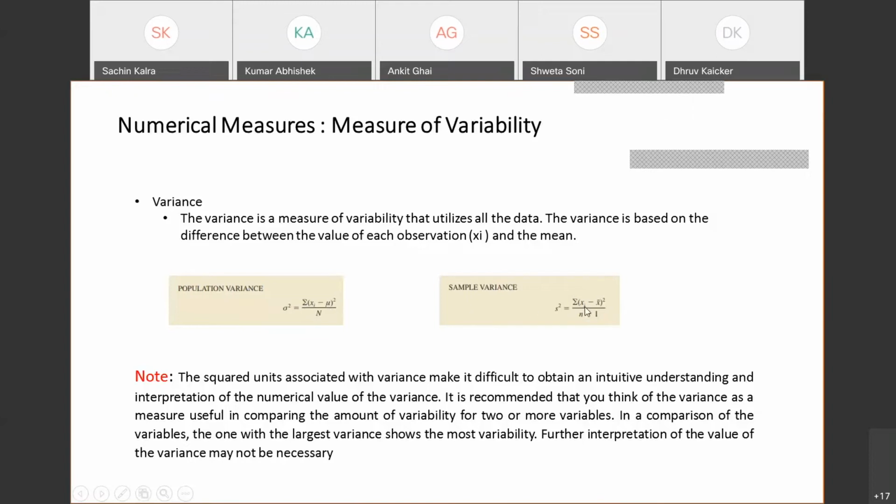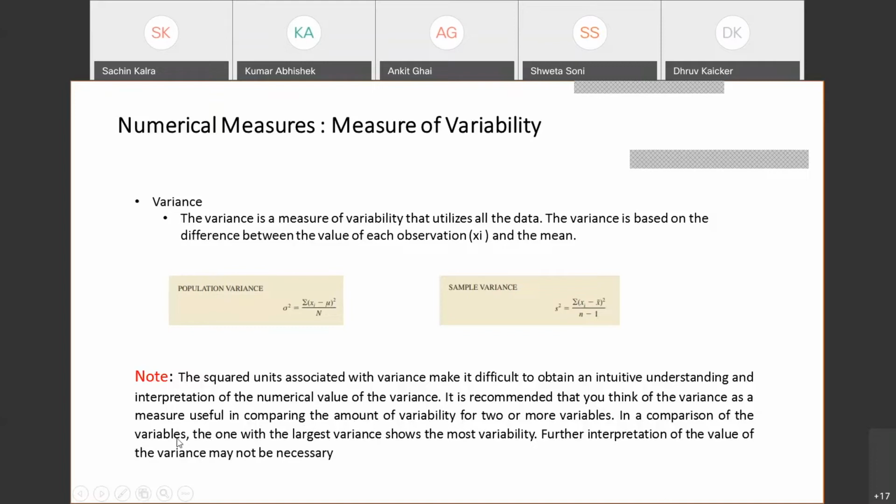So this is just a formula. But one thing to understand, anyone can ask you, why square? The squared units associated with variance make it difficult to obtain an intuitive understanding. We got the variance, but the square makes it difficult to obtain an intuitive understanding and interpretation of the numerical value of the variance. So that's why it is recommended that you think of variance as a measure useful in comparing the amount of variability for two or more variables, or two or more suppliers in our case.